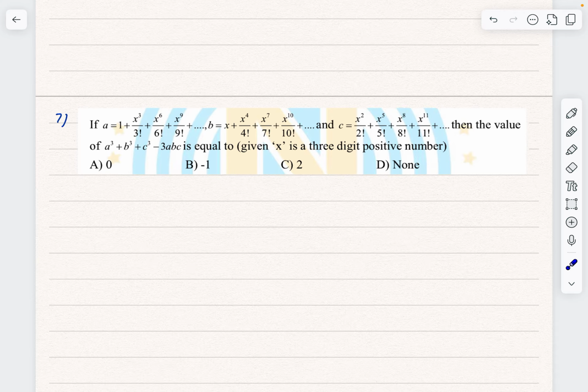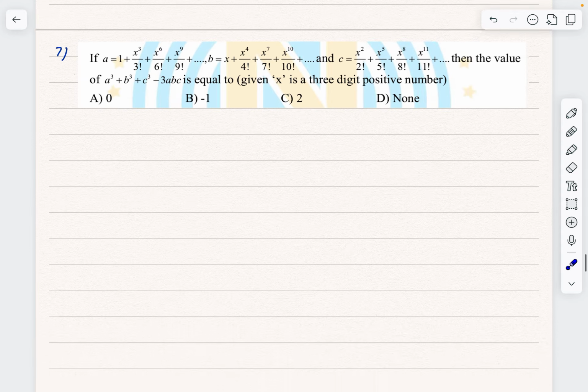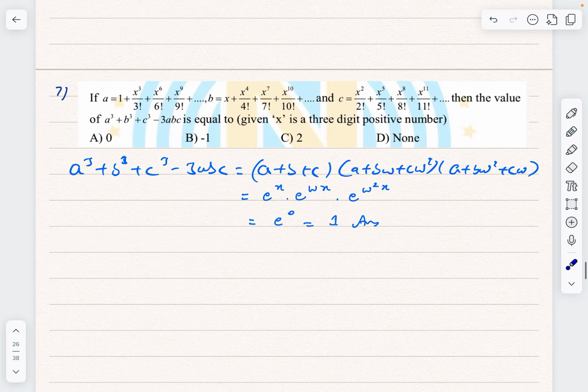Okay, you can give it a try. Let's start discussion now. In this case, you can directly use this property that we discussed. a cube plus b cube plus c cube minus 3abc will be (a plus b plus c)(a plus b omega plus c omega square)(a plus b omega square plus c omega). When you add a plus b plus c, it will become the expansion of e power x. When you do a plus b omega plus c omega square, it will become the expansion of e power omega x.